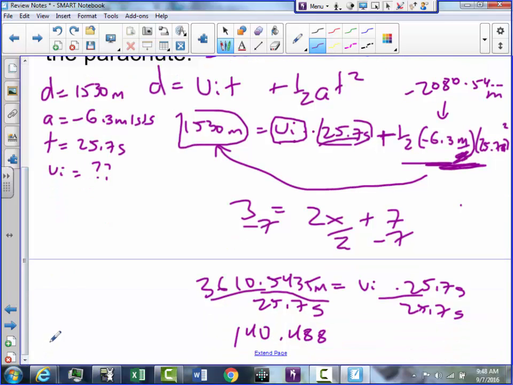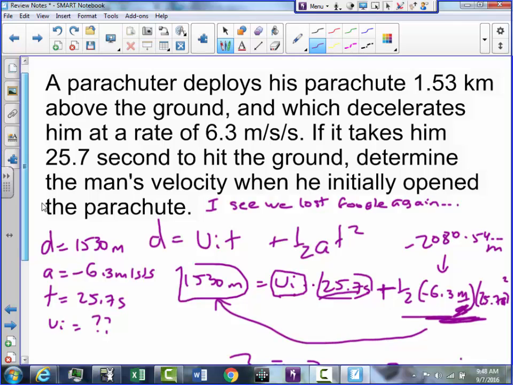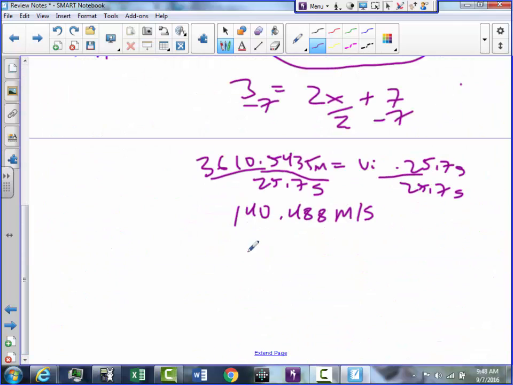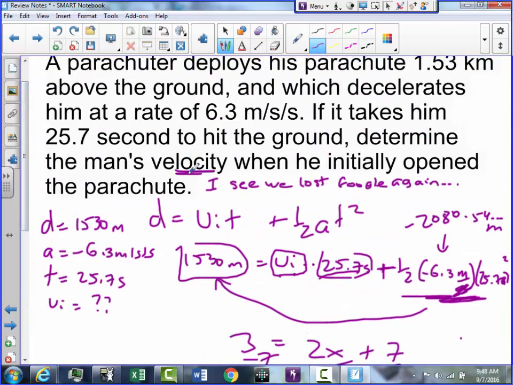So, anyways, I got 140.488, something like that. You guys get that too? And then the units would be meters per second then. We just got to hit up sig digs then. Alright, so 1.4 times 10 to the 2 meters per second. One more thing though, it actually asks for a velocity. Make sure you watch that carefully.